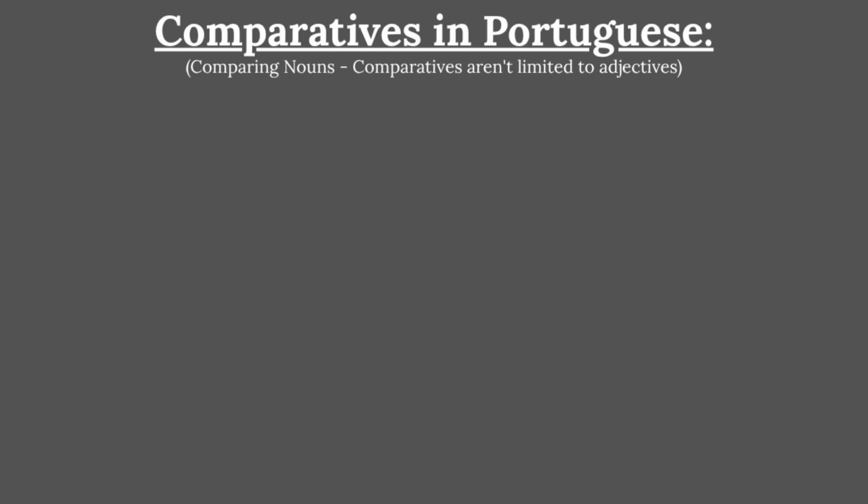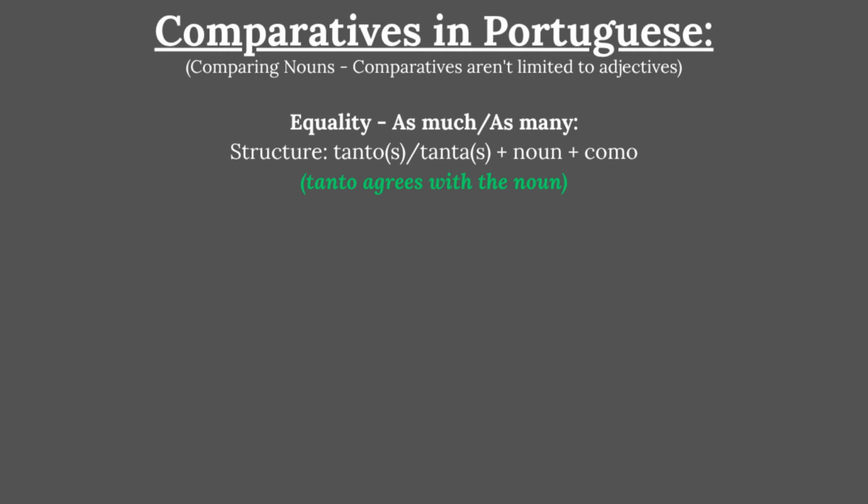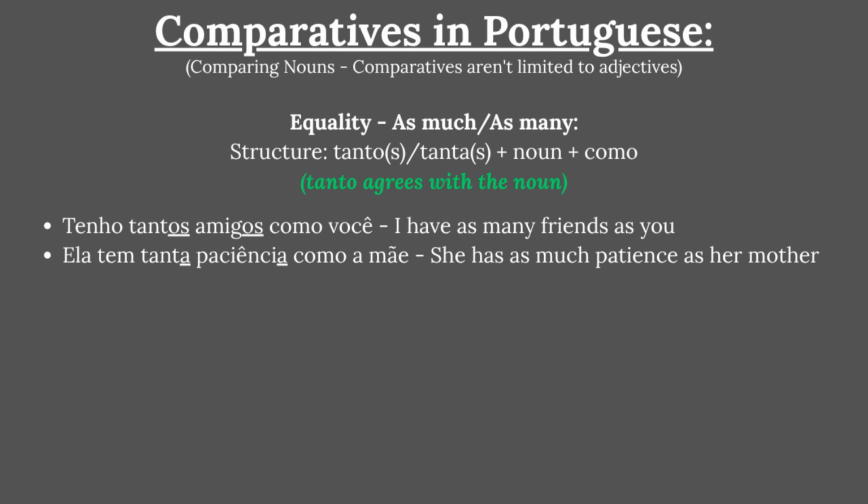When it comes to comparing nouns, this is where the pattern deviates. While adjectives follow the basic form, comparatives of equality have a different structure. Tanto, tantos, tanta, tantas, plus a noun, plus como. The key idea is that tanto is used with nouns, and it must agree in gender and number. Some examples are: Tenho tantos amigos como você. Ela tem tanta paciência como a mãe.